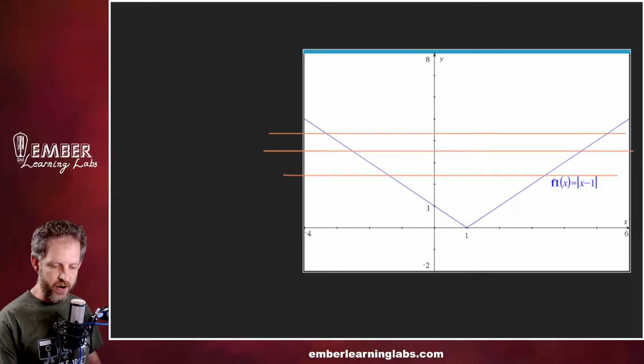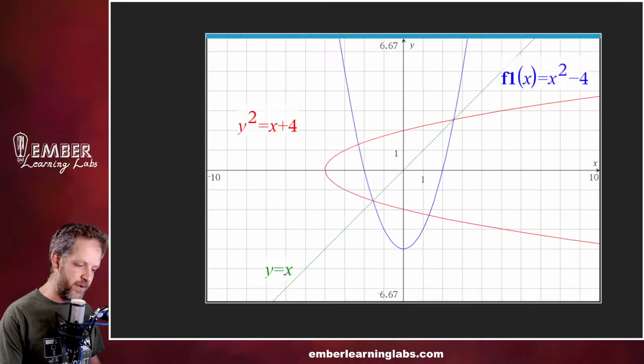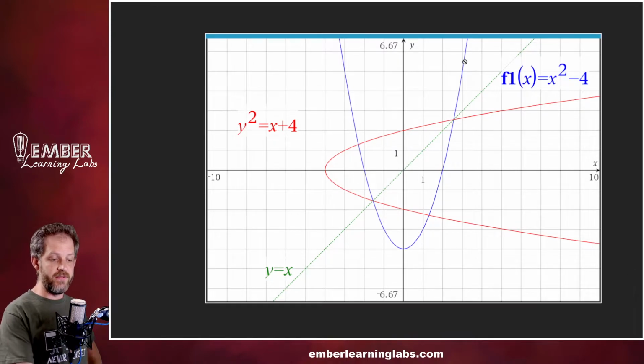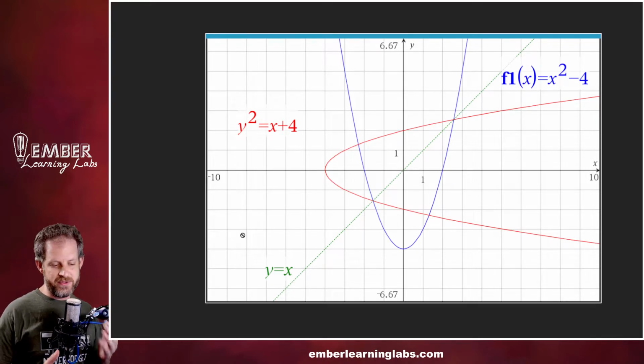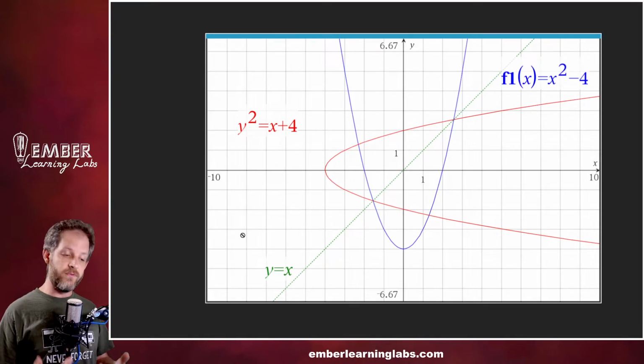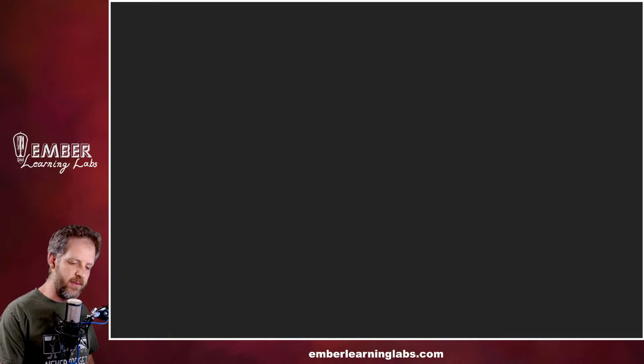So like our first example, let me pull that back. Our very first example has an inverse. The inverse of this blue one is this red guy. But that red one, even though it's its inverse, is not an actual function, right? Because it fails the vertical line test. Okay, so that's what we're talking about here.